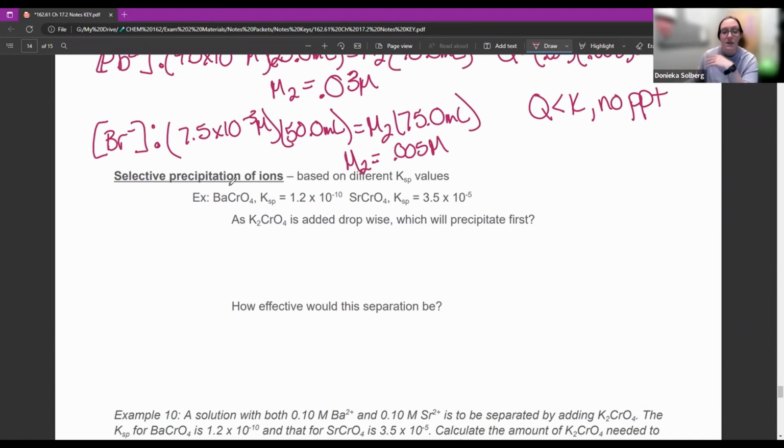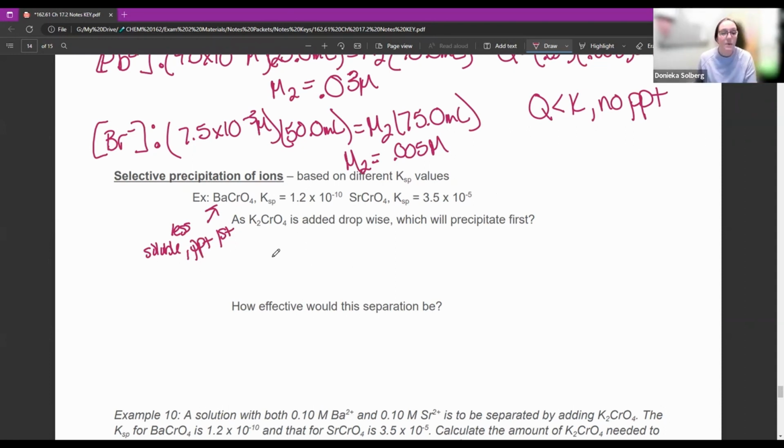That's selective precipitation. So for example, I've got barium chromate, its Ksp, and strontium chromate and its Ksp. And if you look at this, this one is going to be much more soluble because it has a larger K value than this one. This one is less soluble. So what that means is no matter what I'm doing, this one is less soluble, so it will precipitate first. That means it's going to turn into solid instead of staying in solution.